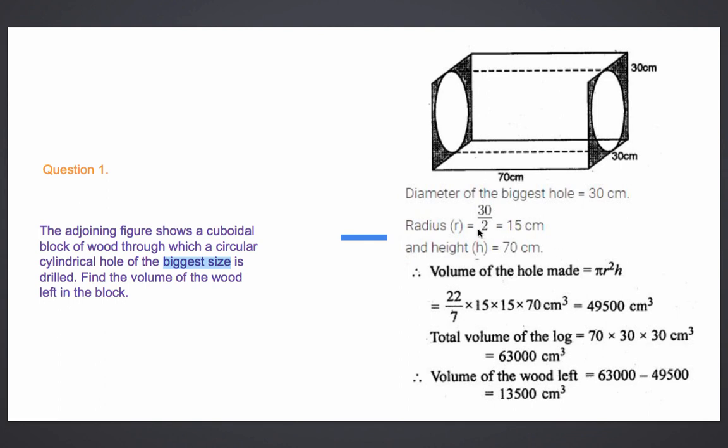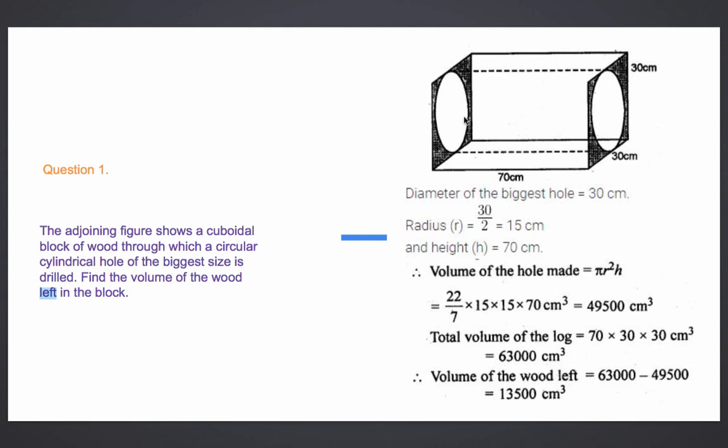Now that I know the cuboidal block length, breadth and height, also I know the radius and the height of the cylinder, then I can easily find out the volume of wood left. Whenever we have to calculate what is left, it means we have to subtract. From what we will subtract? We will subtract from the cuboidal block the volume of the cylinder.